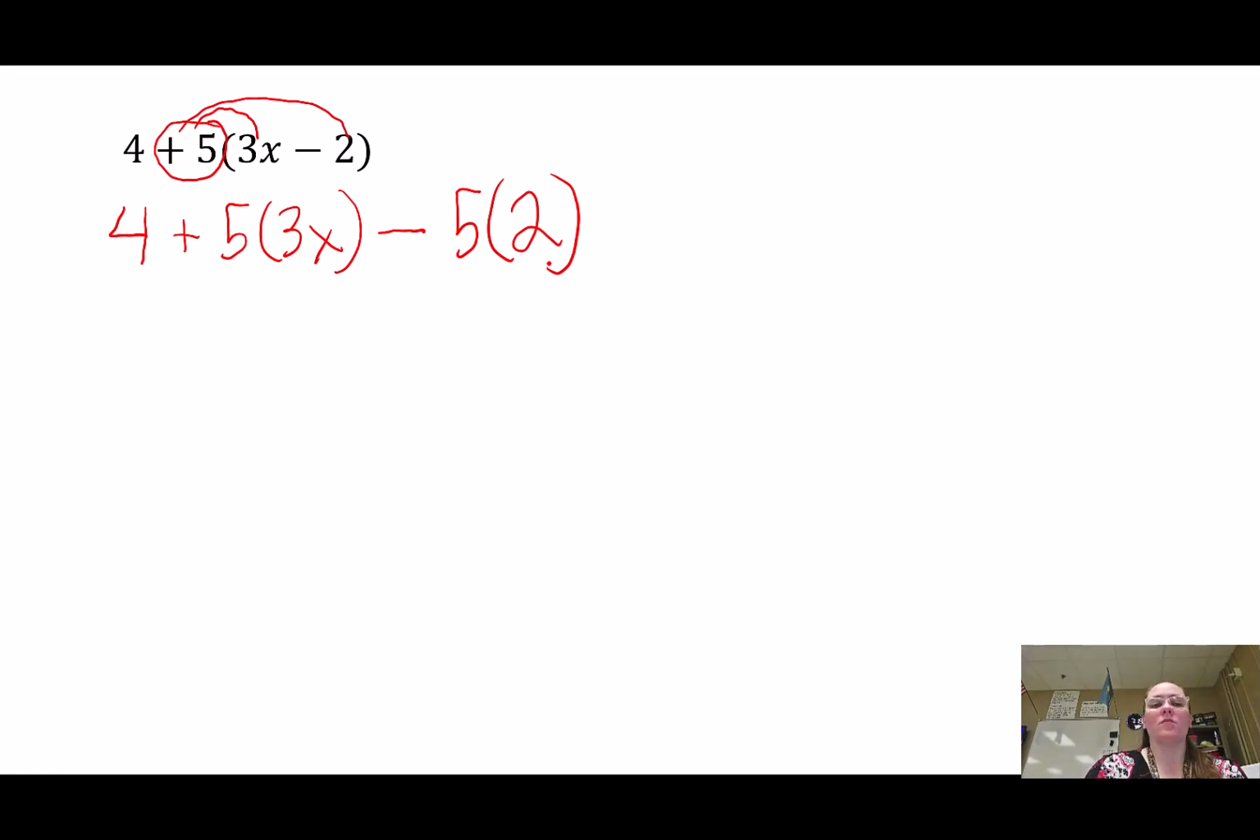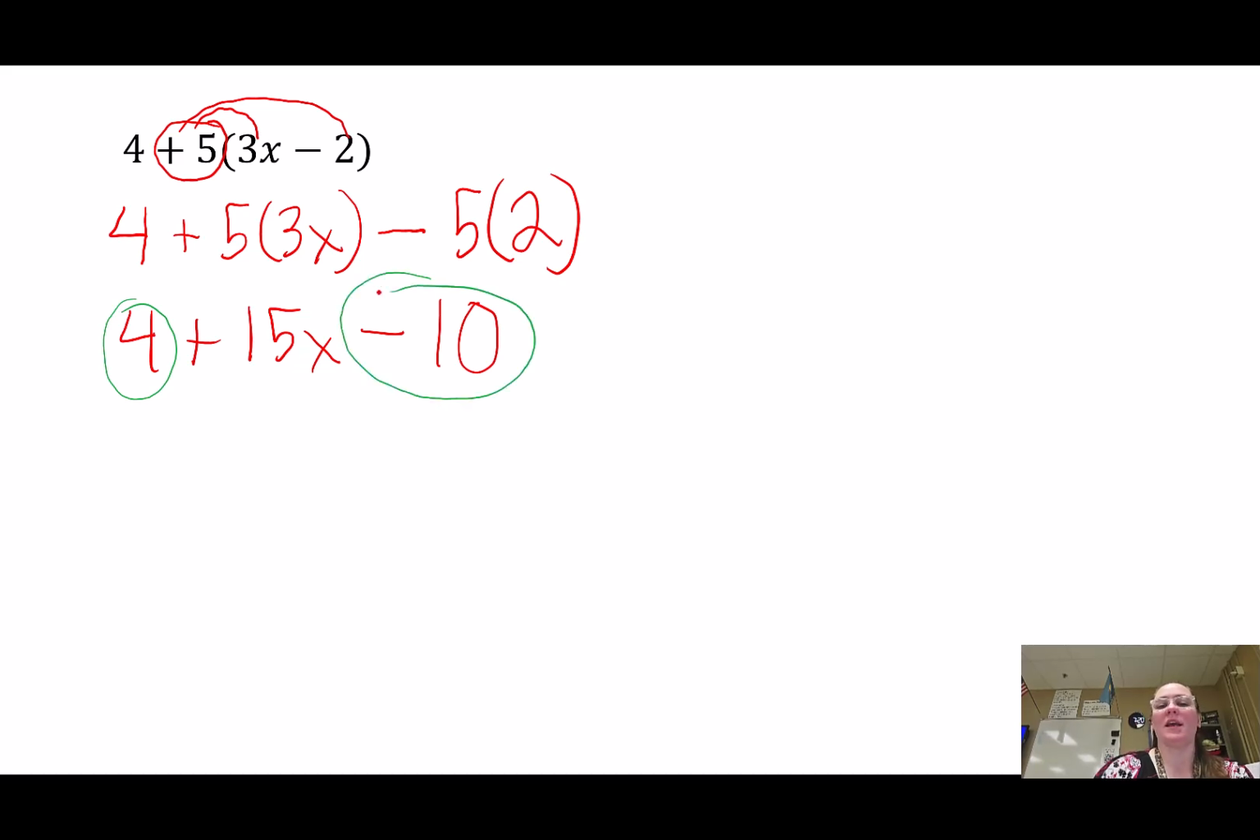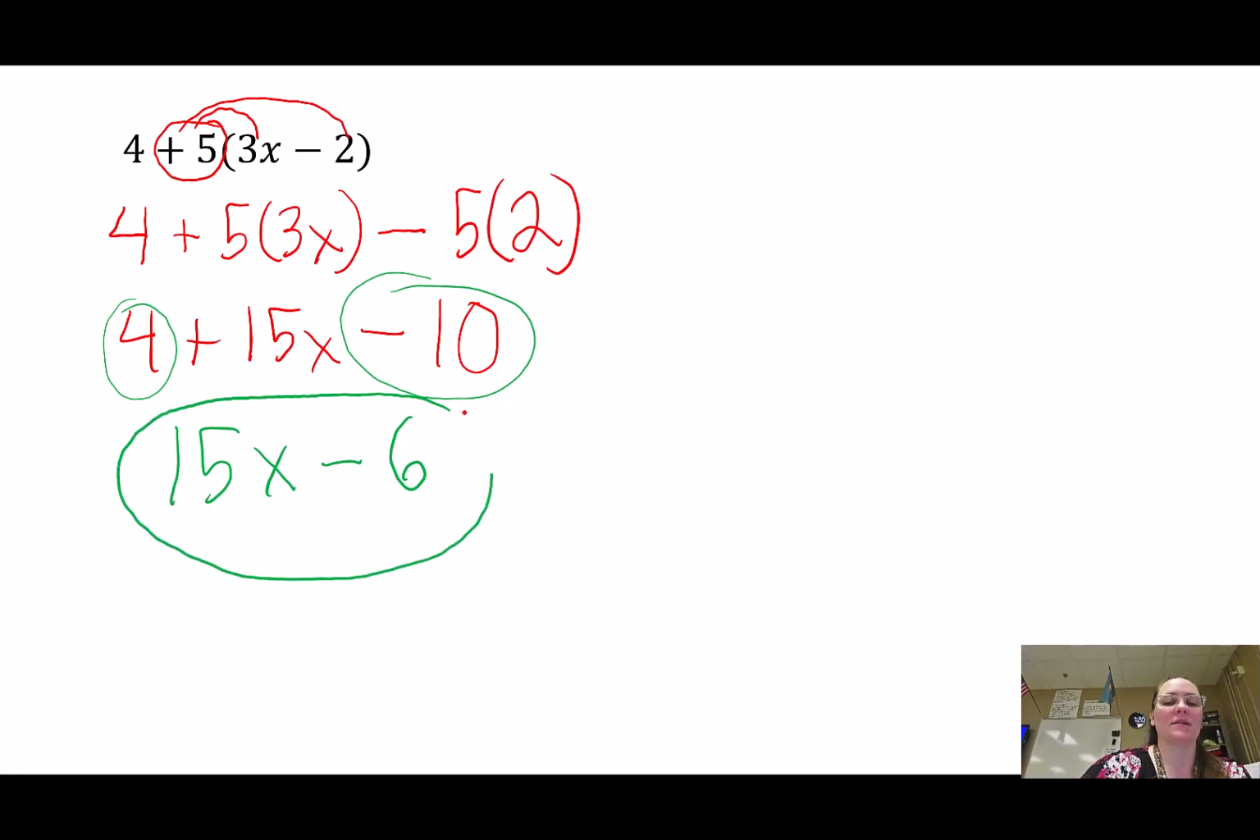All right, so 4 we're not doing anything with yet. We've got 5 times 3, which gives me 15x, minus 5 times 2, which is 10. From here, we're going to look for those like terms, which in this case is 4 and -10. Because remember, the like terms take the sign in front. So we end up with, whoops, not 14, sorry. We end up with 15x. Well, 4 plus a -10 is a -6. So my answer is 15x minus 6.